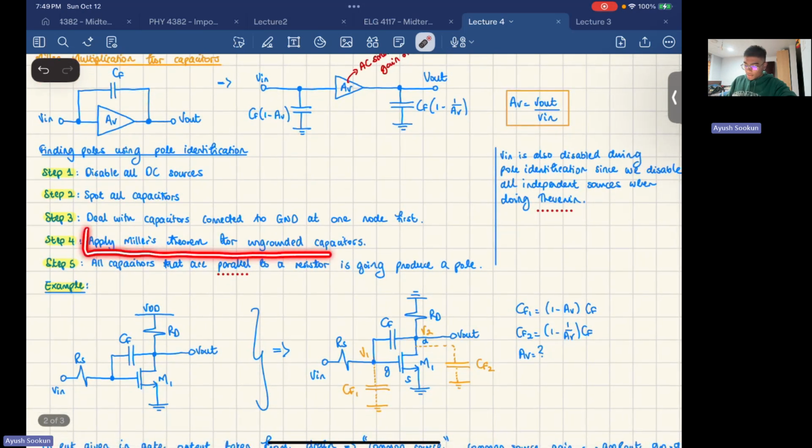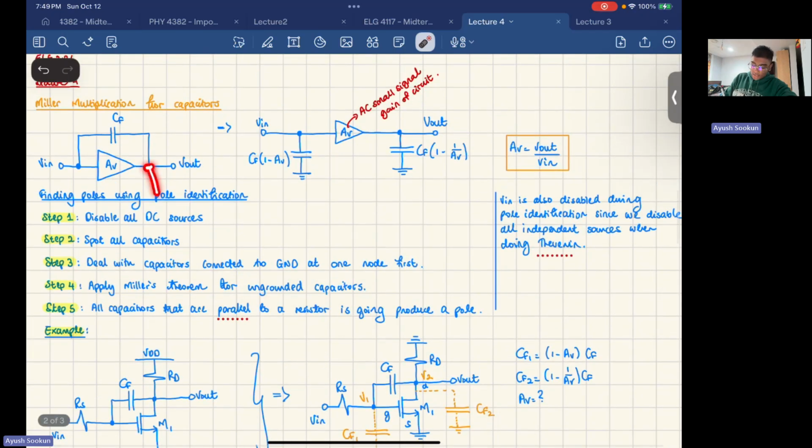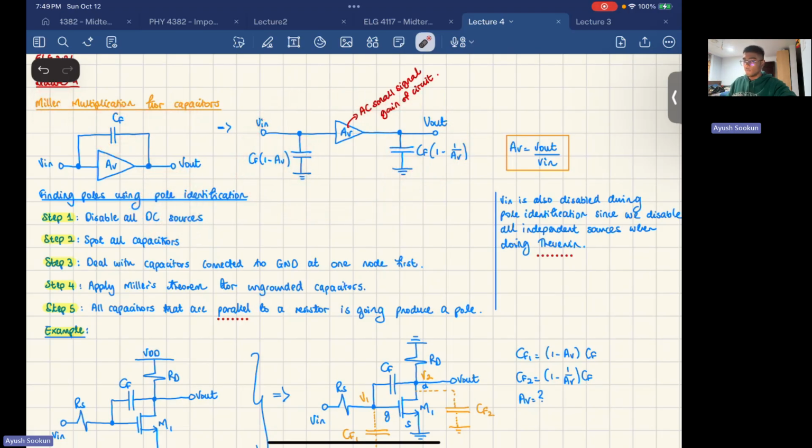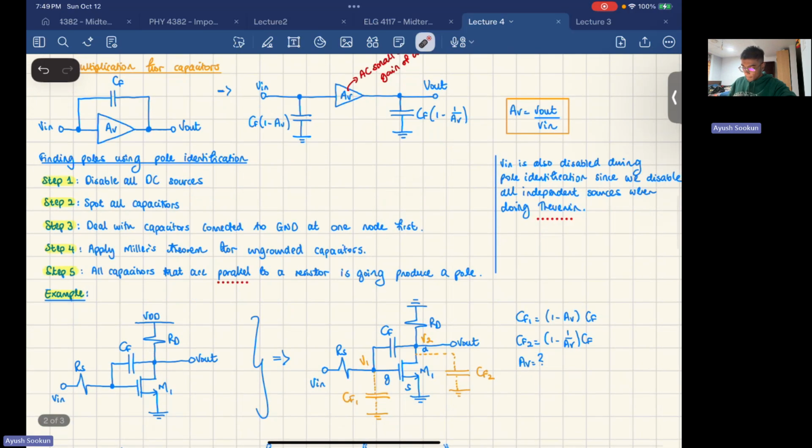And then you will apply Miller's theorem for ungrounded capacitors. So now, like I said, you're going to have capacitors that are connected to ground. You're going to deal with them first. When you have ungrounded capacitors like this one, that's when you'll use a new technique, split it, to make them into capacitors that are connected to ground, and move on with your analysis.